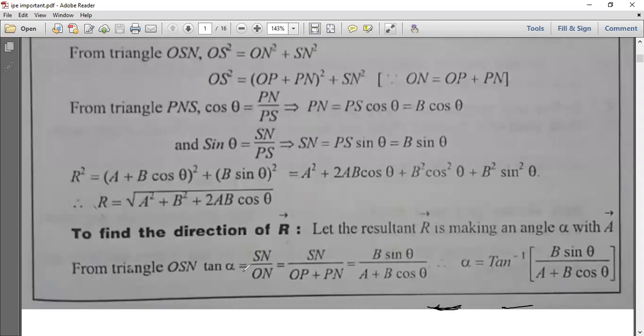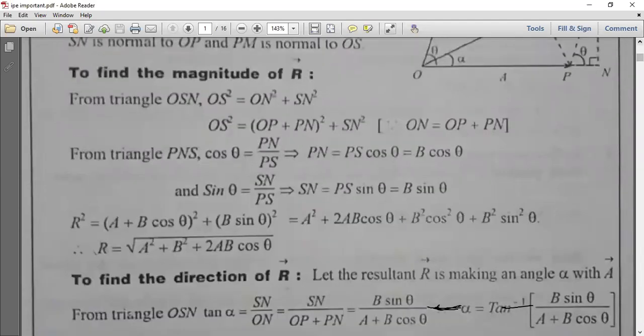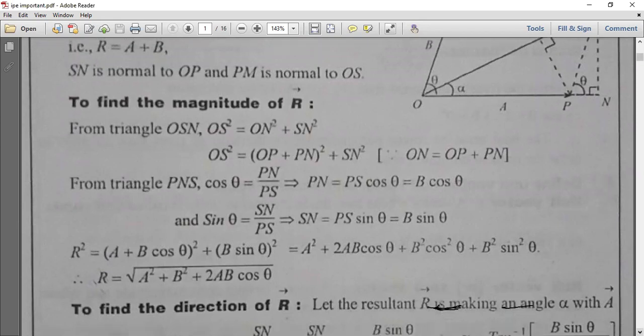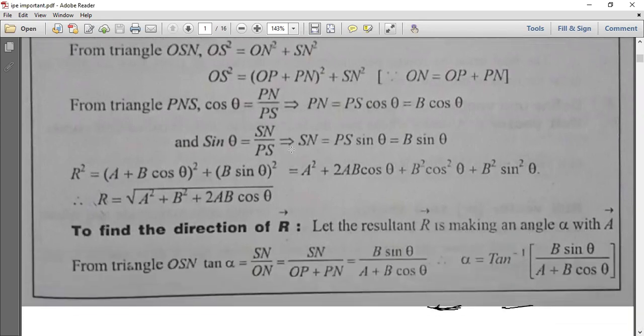Next, now how to find direction of resultant? Direction of resultant means tan alpha. If you see in the diagram, in this triangle OSN only, I am taking tan alpha. So what is the tan alpha? You see SN by ON, and SN we already know is B sin theta, and ON is OP plus PN, A plus B cos theta. Therefore alpha is equal to tan inverse of B sin theta by A plus B cos of theta. Just substitute values and take that right angle triangle, you will get everything.